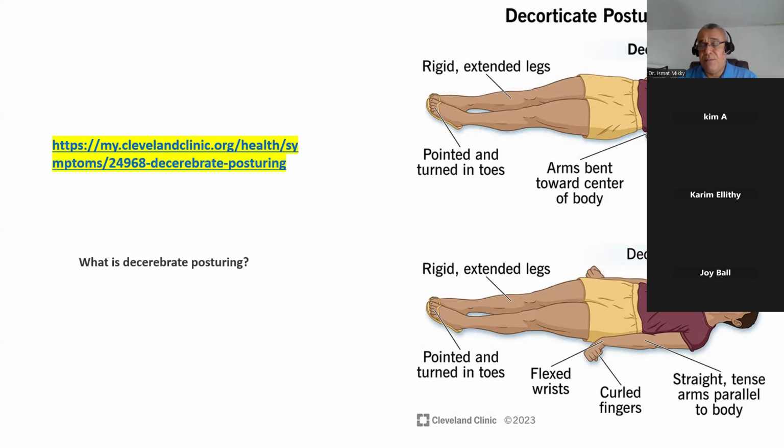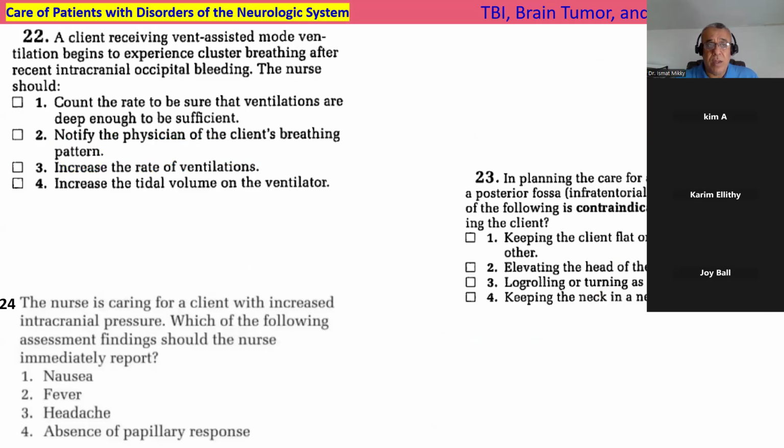So decerebrate, outward. Back arched in both cases, lower extremities extended in both scenarios, but in the decerebrate, the arms are extended, rigid, extended. Versus contracted and extended.